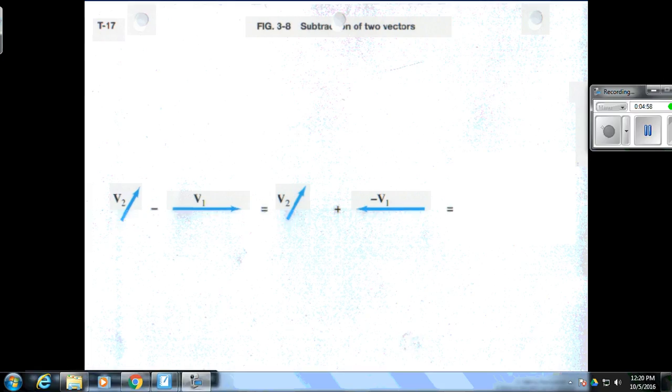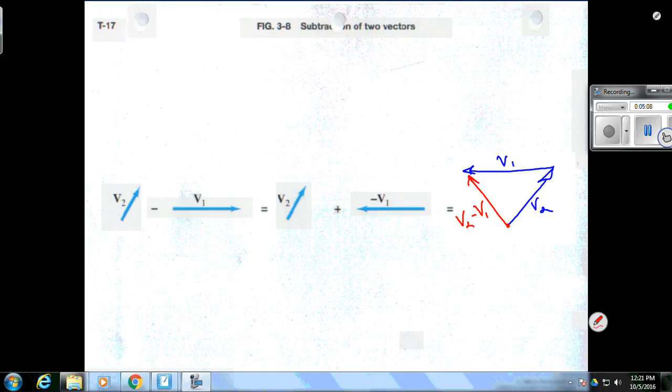Okay, so try this one out. V2 minus V1. They showed you there that it's the same thing as V2 plus negative V1. So just draw a sketch graph of what you think it'll be. Okay? Seem reasonable?